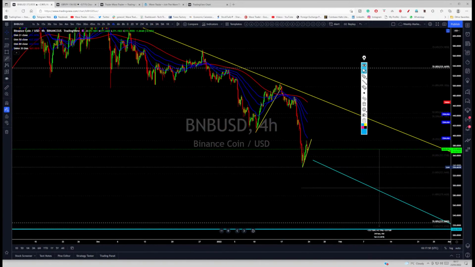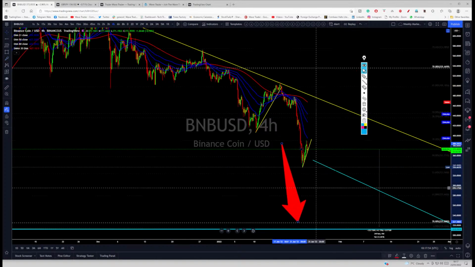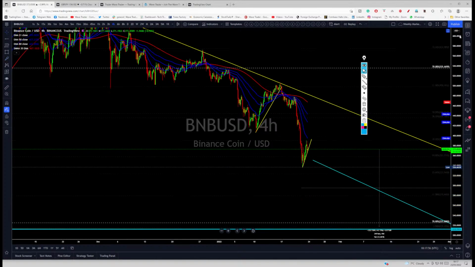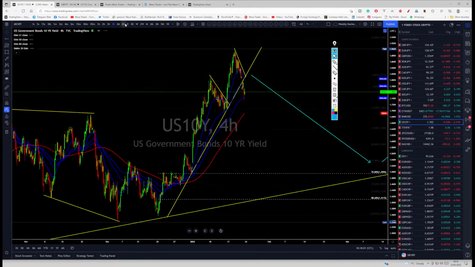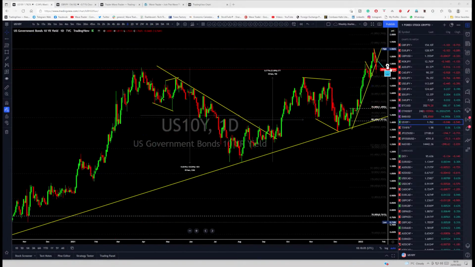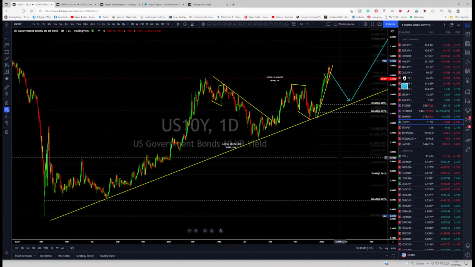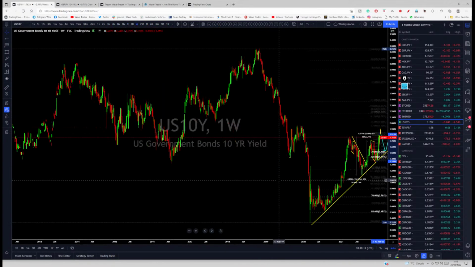There you are looking for this to continue, and then you can see an accumulation period, with clear price action. We'll see. Now the 10-year yield. The higher the yield goes, longer term I'm anticipating the yield to go much higher.